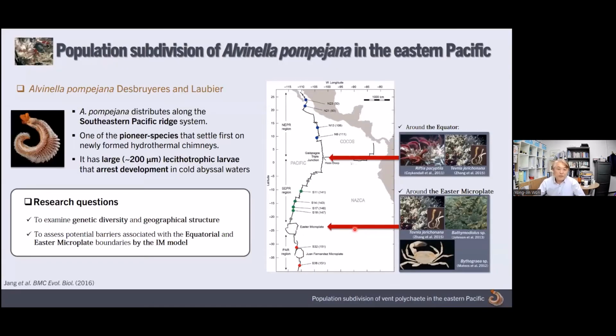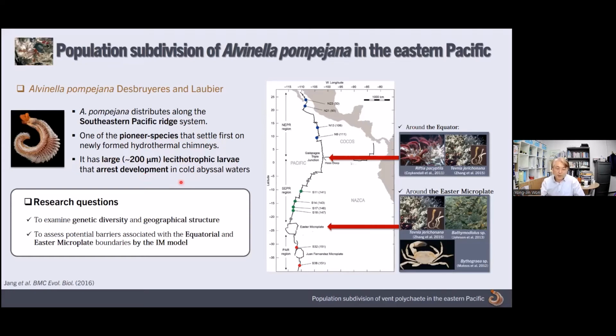First, Alvinella is a very charismatic species in hydrothermal vents because they live on hydrothermal chimneys, at very hot temperatures, and they are a pioneering species. When a vent comes out, they are the first to settle on the new chimney. They have large lecithotrophic larvae, and also a characteristic of larval development in cold water.